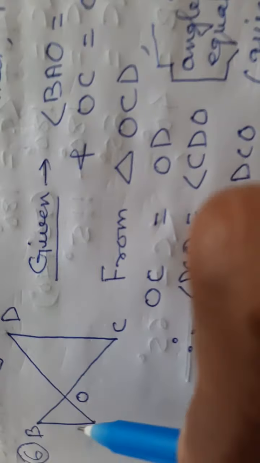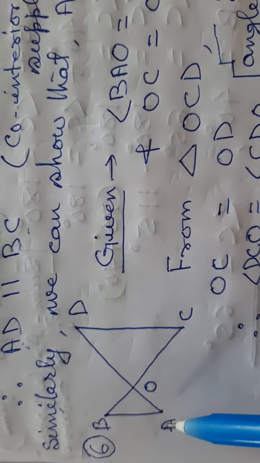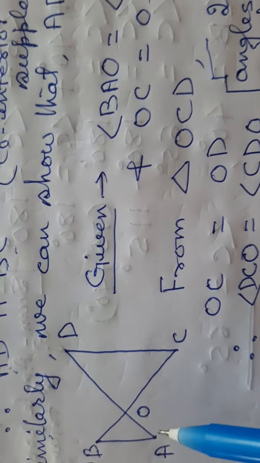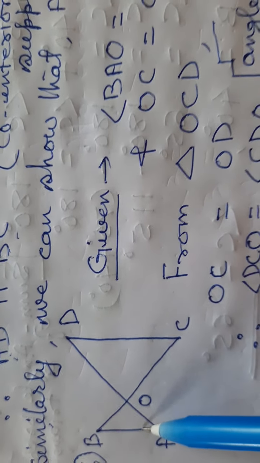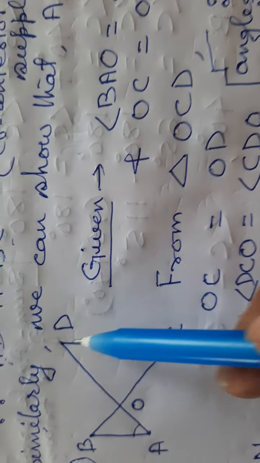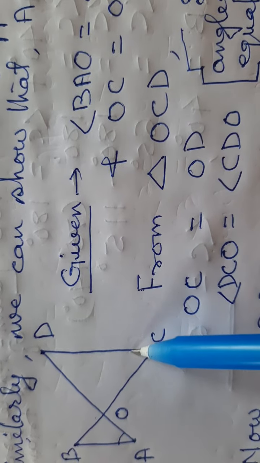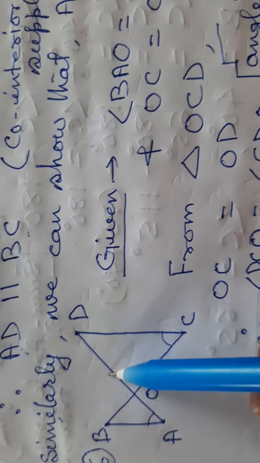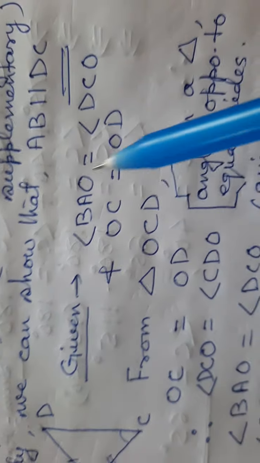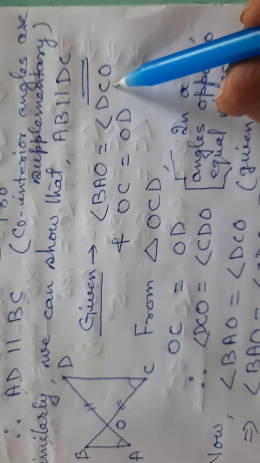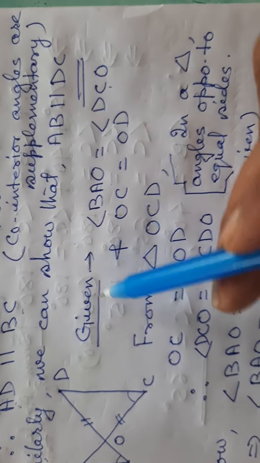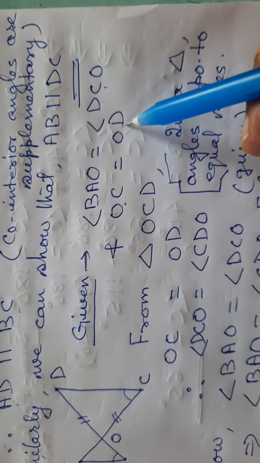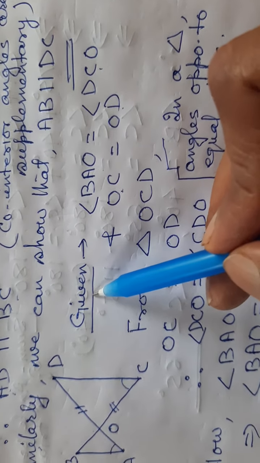Now, question number 6. In the given figure, angle BAO is equal to angle DCO, and OC is equal to OD. Angle BAO is equal to angle DCO, given. OC is equal to OD, it is also given.